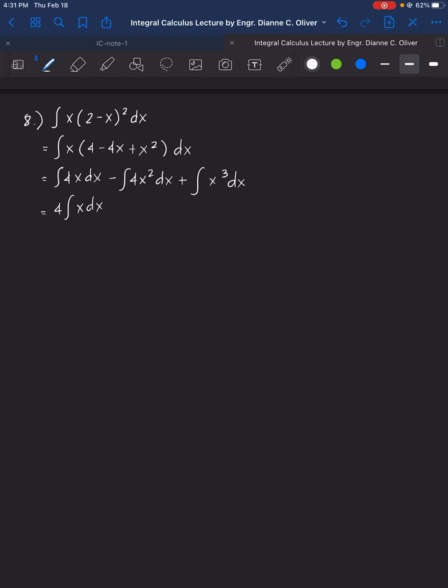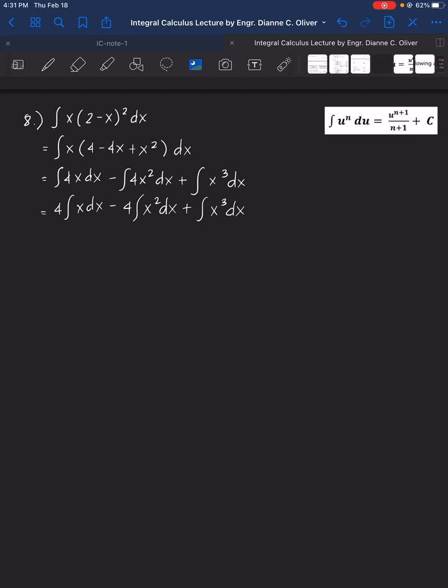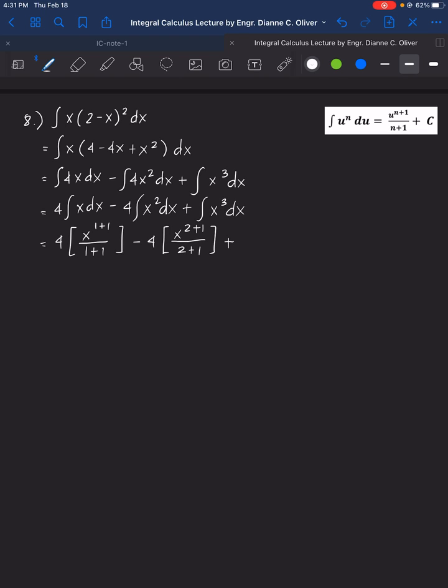Okay, then we can remove the constant. Actually, you can go straight right away to this portion. So minus 4x squared dx plus integral of x cubed dx. Now using again the pattern, we have here 4x raised to 1 plus 1 all over 1 plus 1, minus 4x raised to 2 plus 1 all over 2 plus 1, plus x raised to 3 plus 1 over 3 plus 1. Then don't forget plus c.